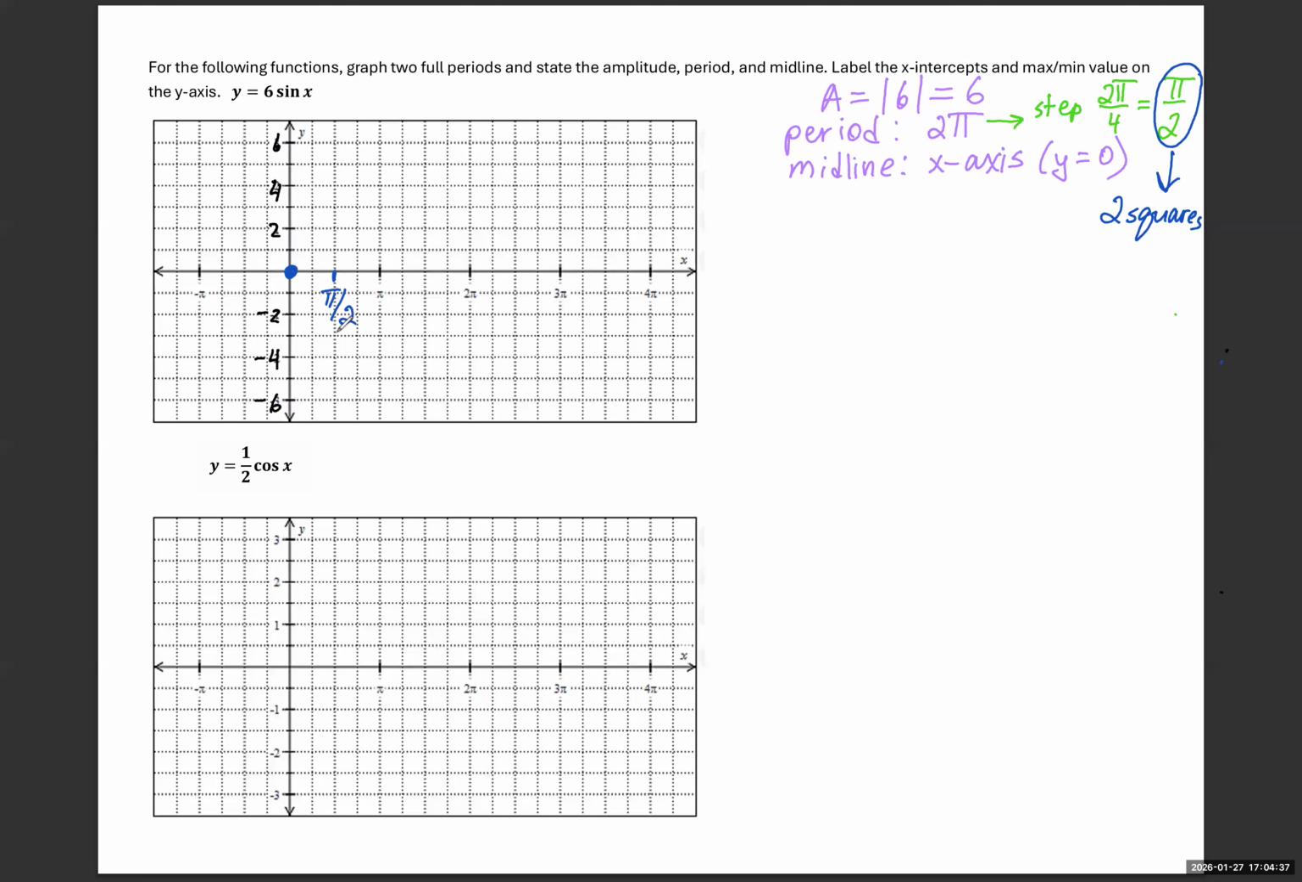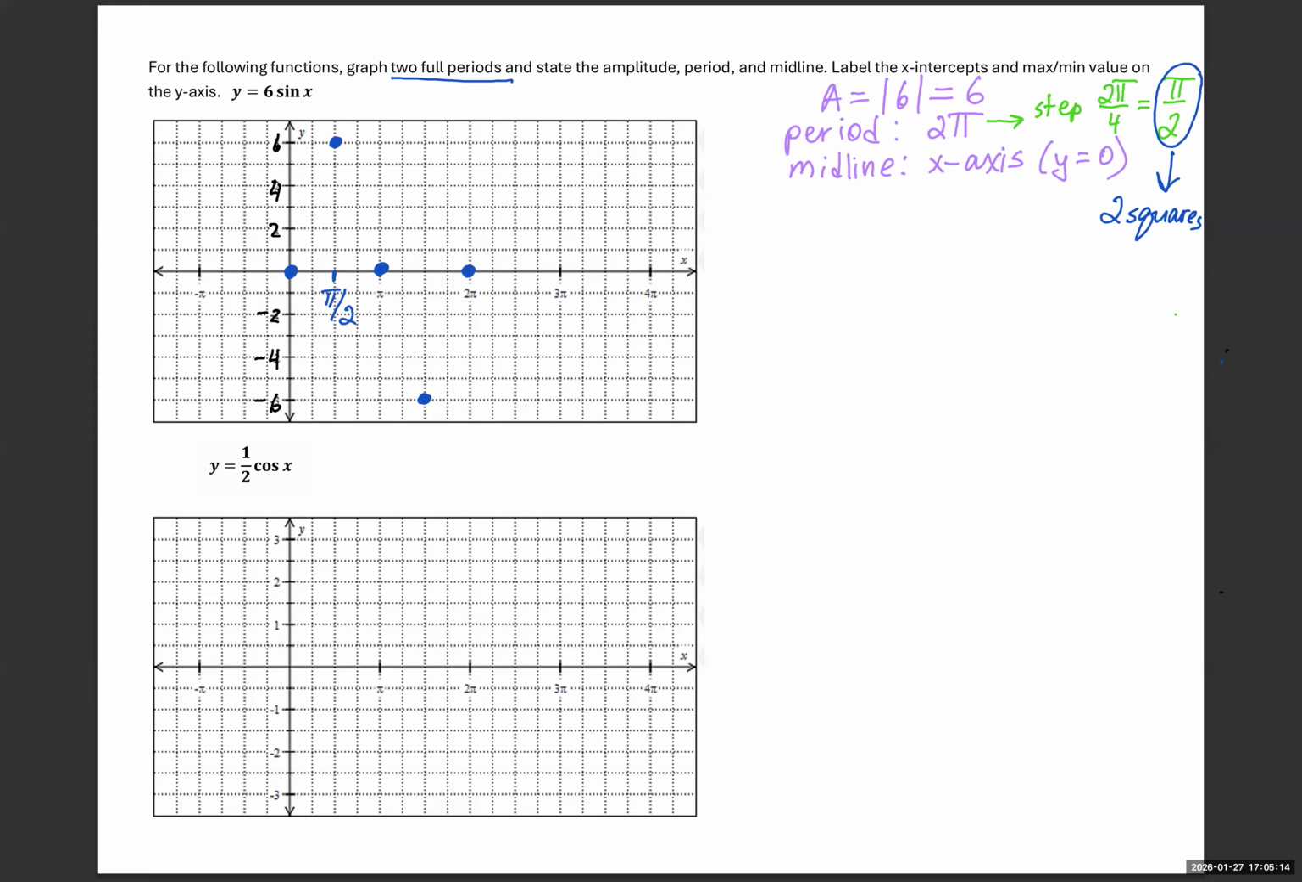So at pi over 2, my sine goes from the 0, 0 into a maximum. So it's going to go up to 6 because that's what my amplitude is. Then the next step, so 2 more squares to the right, the next step will be the x-intercept at pi. Then the next step will go into a minimum, and the minimum is at -6 because my amplitude is 6. Now, another x-intercept, and that is 1 full period, but we need 2 of them.